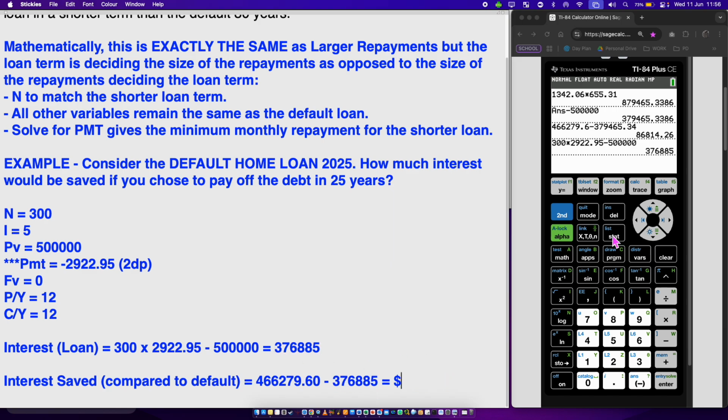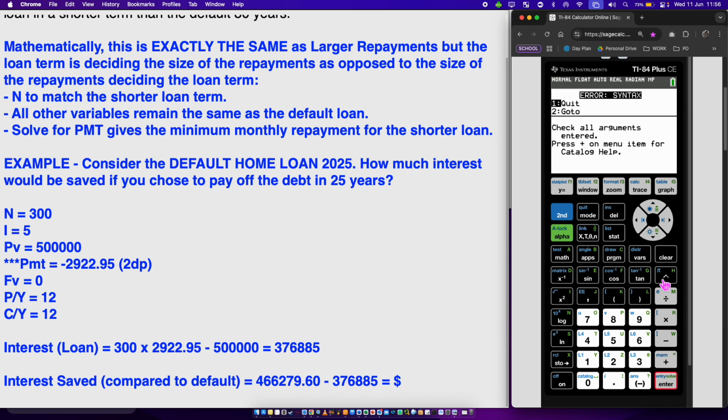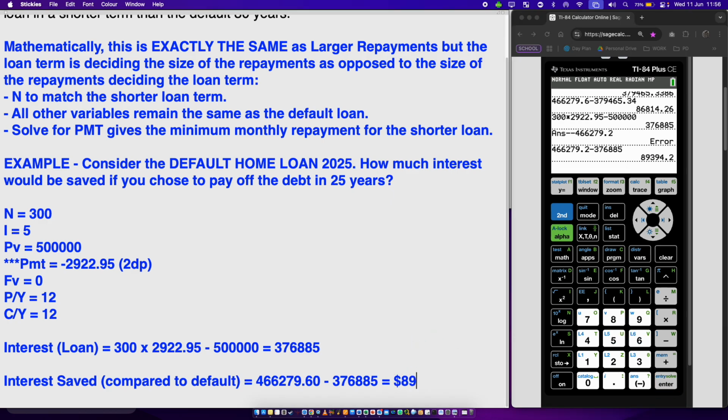So how much do I save? The default loan was $466,279.20. Oh, two minuses. 466,279.20 minus 376,885. That's about 89 grand.